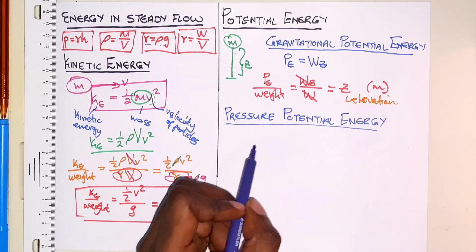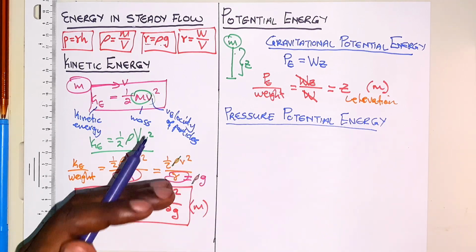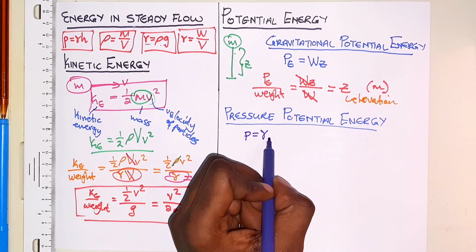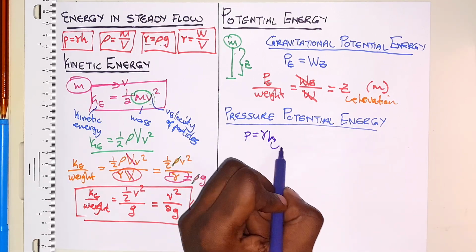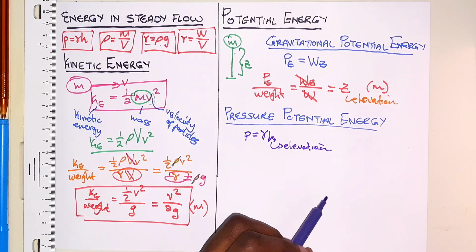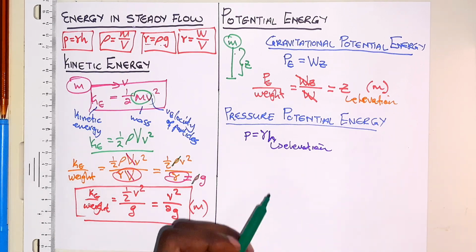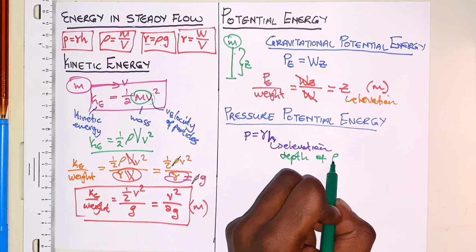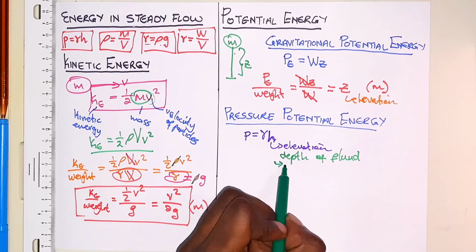On the other hand, pressure potential energy is associated with the pressure at a particular point in the fluid. Pressure is given by specific weight times height. Now, this height, h, is elevation with reference to a datum. So, with respect to fluid, this elevation, we are going to take the depth of fluid.